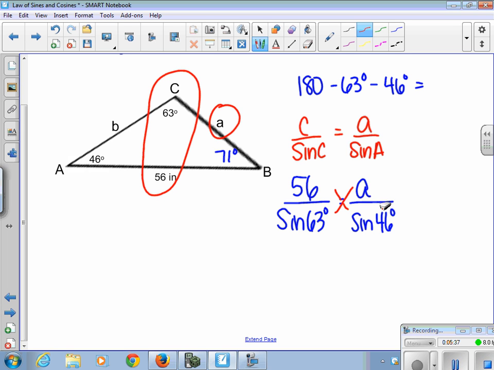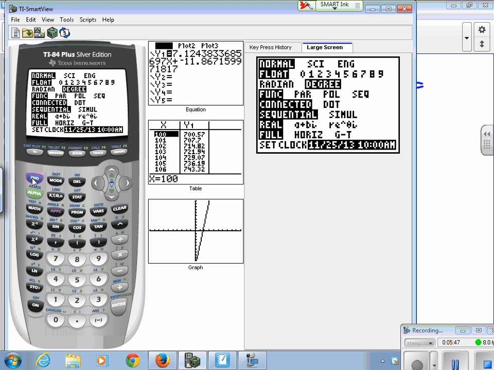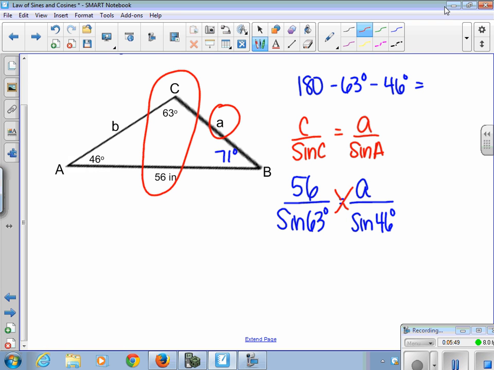Cross multiply, plug it in your calculator. If these angles are degrees, then what should your calculator be in? Degree mode. So go check your mode first. Make sure your calculator's in degree mode. And so then when I solve this, this is going to give me 56 times the sine of 46 equals A times the sine of 63.